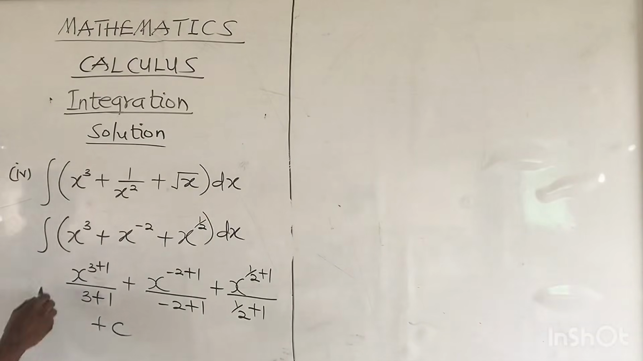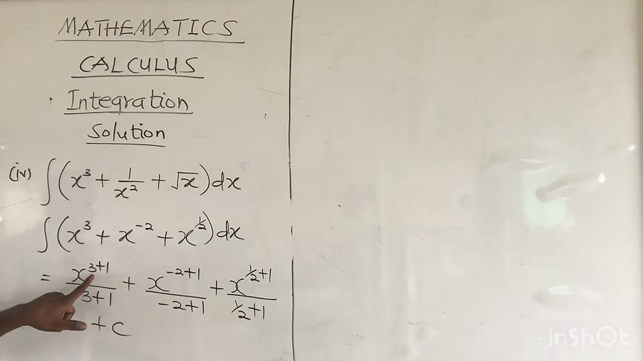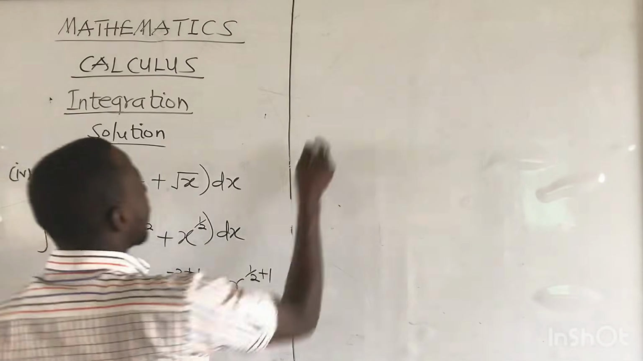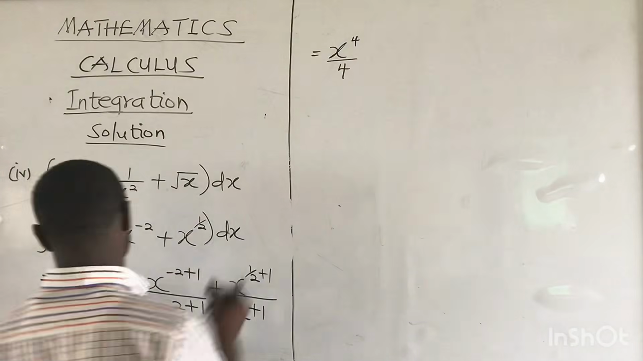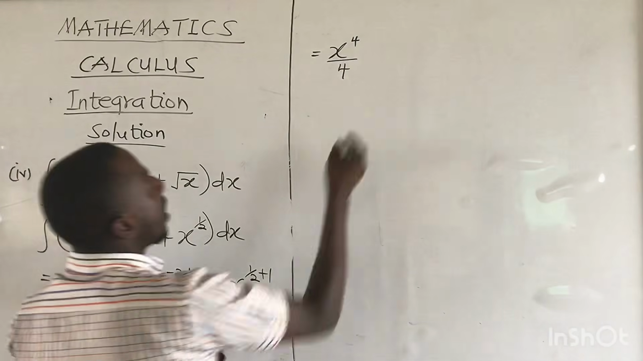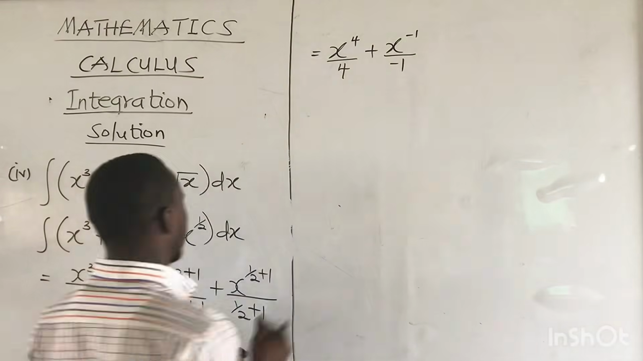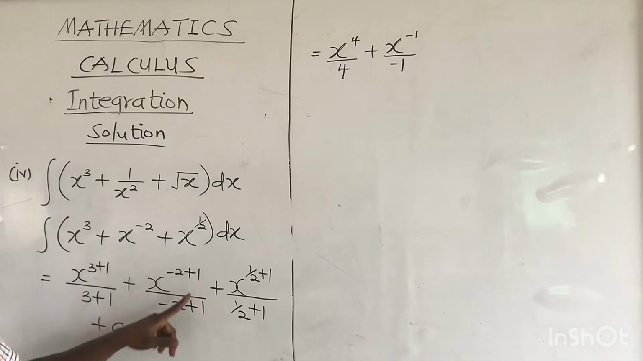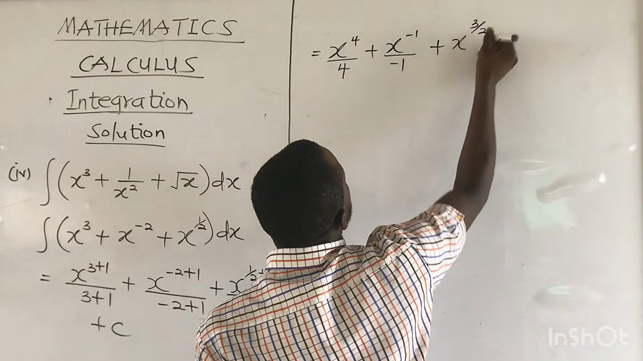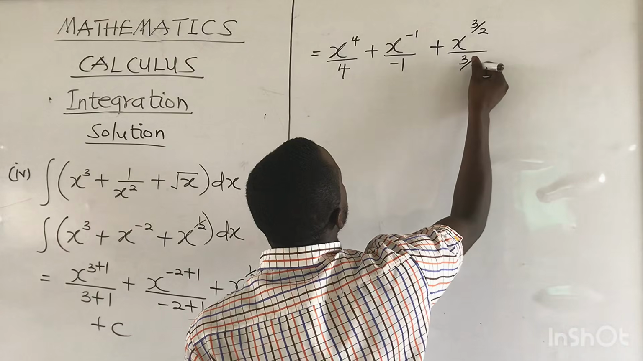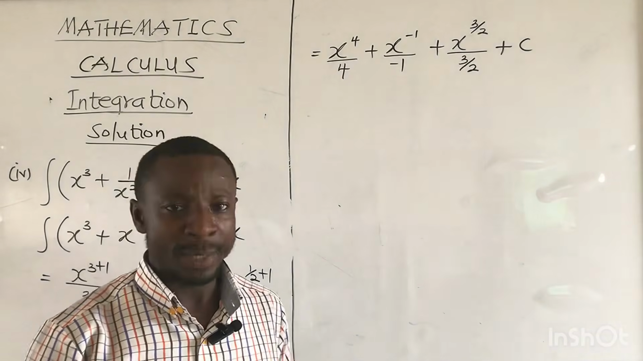All right, so we can now proceed. From here we have x exponent 3 plus 1, which is the same as x exponent 4 all over 4. Then we have plus x exponent negative 1 all over negative 1. That's negative 2 plus 1. Then plus x exponent 3 over 2 all over 3 over 2 plus c, which is the arbitrary constant.